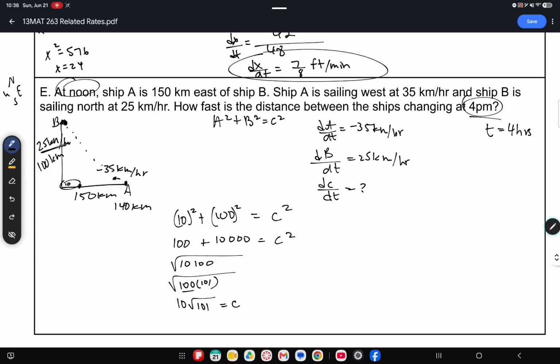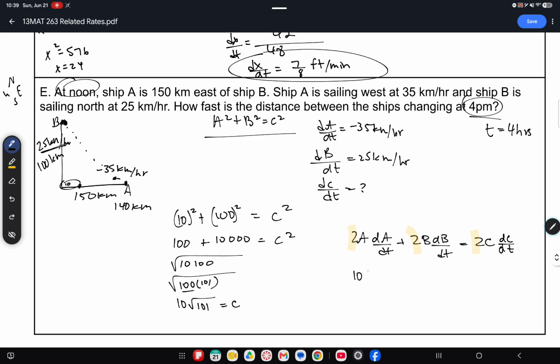All right, so we want to find dc dt. So let's go ahead and do a derivative. So 2a dA dt plus 2b dB dt equals 2c dc dt. Now one thing I see is that each of these has a 2. So let's divide it out. So I'm left with a dA dt plus b dB dt equals c dc dt. And if I'm solving for dc dt, that means I know everything else.